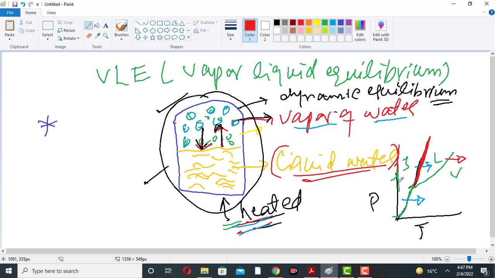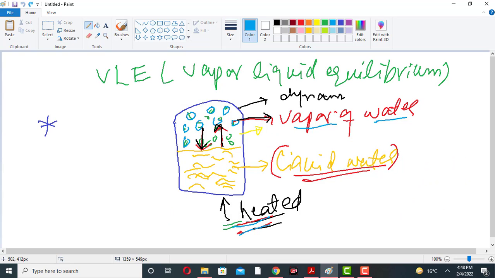So we will discuss this equilibrium line on the PT graph, which is called the vapor liquid equilibrium. We will discuss this line, vapor liquid equilibrium, in this example. So this is just a simple example about the vapor liquid equilibrium.